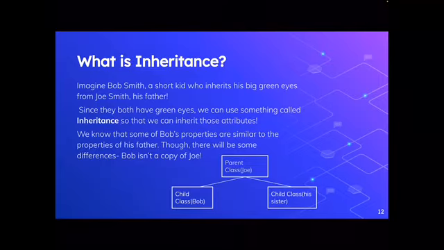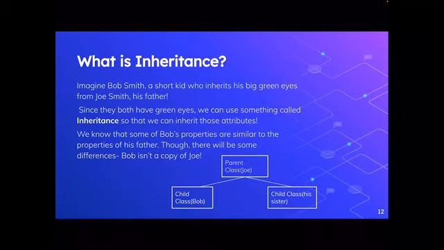So let's talk about something called inheritance. Let's think about this in a more human context first. Inheritance is basically the idea of inheriting properties from a parent. So let's say you have this person named Bob Smith, a short kid who inherits his big green eyes from Joe Smith, which is his father.